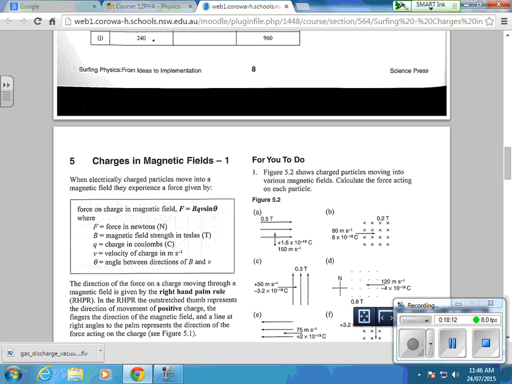What happens if the positive charge is going that way and the magnetic field is going that way? You can't make your thumb do that and do that. If you can't get it on your thumb and finger, it means there's no force acting. Oh wait, no, there is. Did you use the left-hand rule in that case? No.